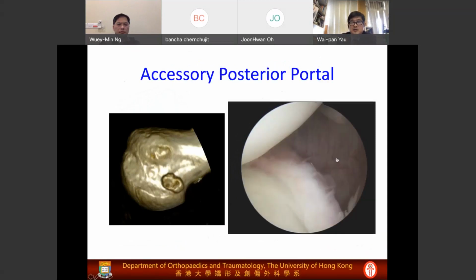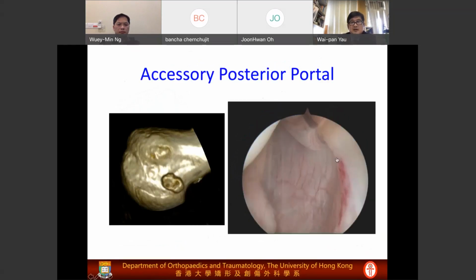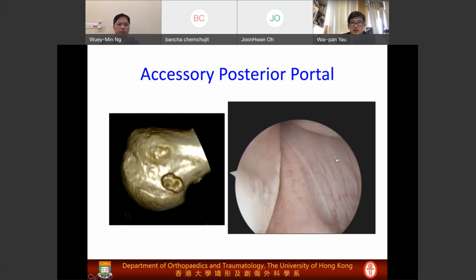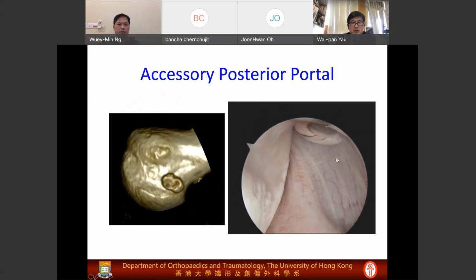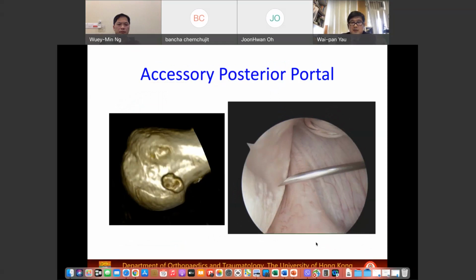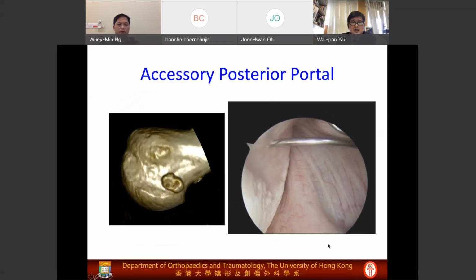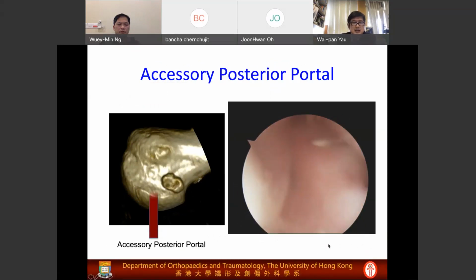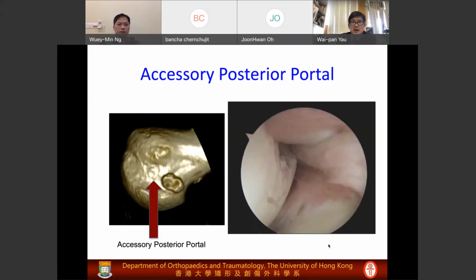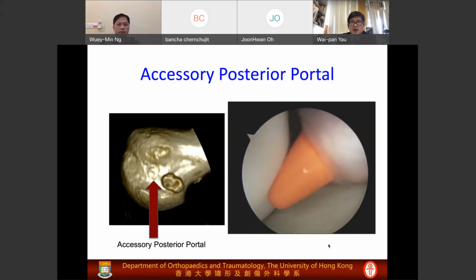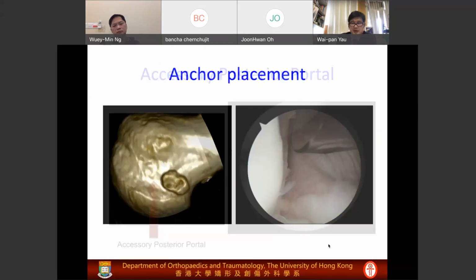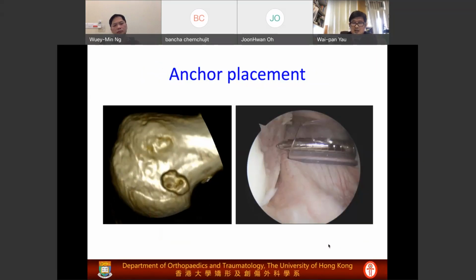Typically, I will first prepare the Bankart first, but I will not tie it. Then I will go to the Hill-Sachs. I will first open an accessory posterior portal, which is directly at the site of the Hill-Sachs lesion. This accessory posterior portal helps me to locate the Hill-Sachs lesion, debride it, and also makes insertion of the anchor very easy. And then afterwards, I will put in an anchor, depending on the size.